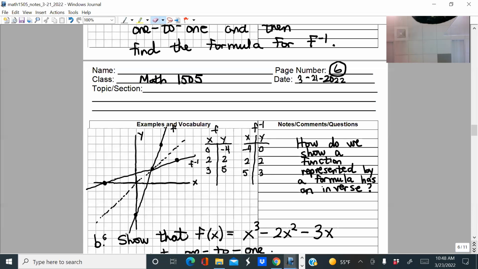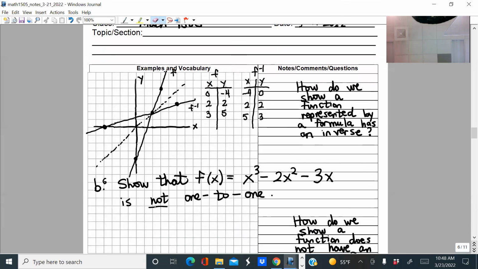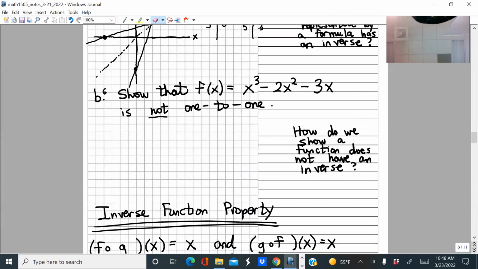All right, well, let's try this again then. Okay, so now this one's harder though. So we want to show that this function x cubed minus 2x squared minus 3x is not 1-to-1. So in other words, I do not want it to have an inverse, okay? I don't want it to have an inverse.